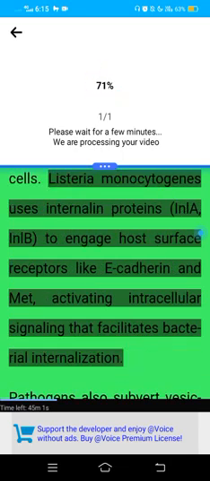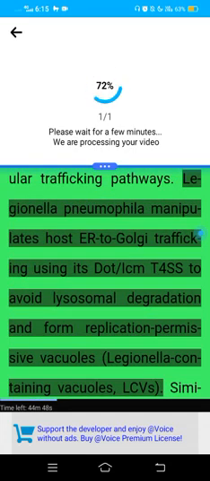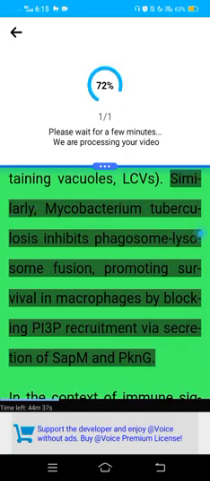Listeria monocytogenes uses internalin proteins InlA and InlB to engage host surface receptors like E-cadherin and MET, activating intracellular signaling that facilitates bacterial internalization. Pathogens also subvert vesicular trafficking pathways. Legionella pneumophila manipulates host ER or Golgi trafficking using its Icm/Dot T4SS to avoid lysosomal degradation and form replication-permissive vacuoles, Legionella-containing vacuoles, LCVs. Similarly, Mycobacterium tuberculosis inhibits phagosome-lysosome fusion.